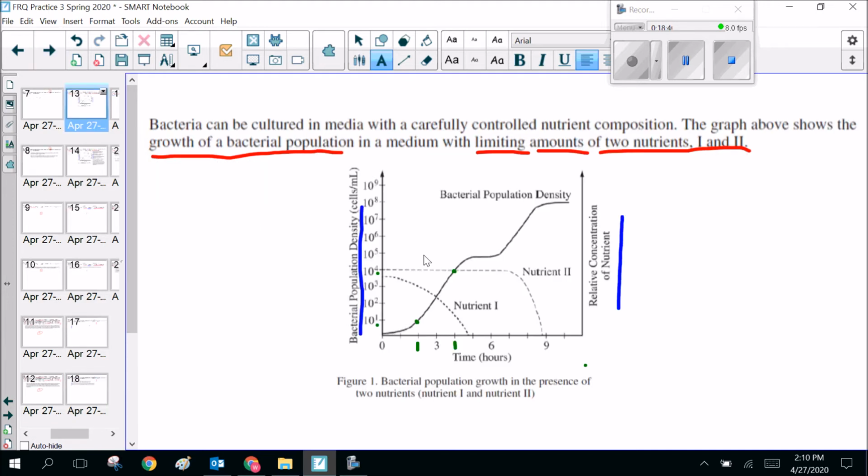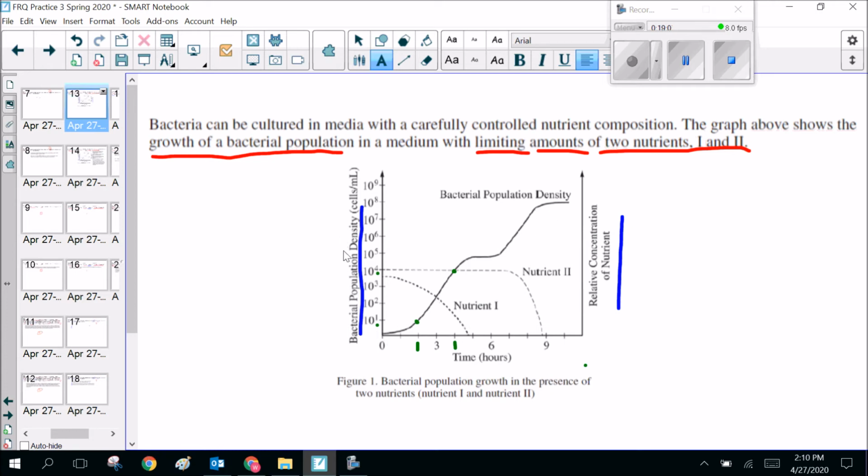So, bacteria cultured in media with carefully controlled nutrient composition. The graph above shows the growth of a bacterial population in the medium with limiting amounts of two nutrients, 1 and 2. Okay, so if I'm looking at this right, we're looking at the growth of the bacterial population in the presence of two nutrients. So here's nutrient 1, here's nutrient 2. The bacterial population is going up, so I'm guessing it's munching on the nutrients, doing pretty well.